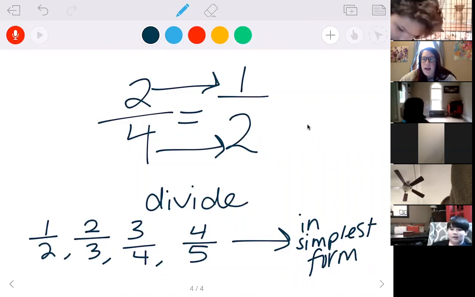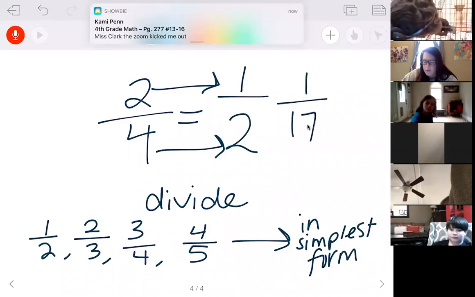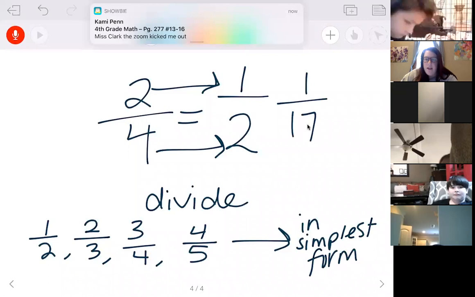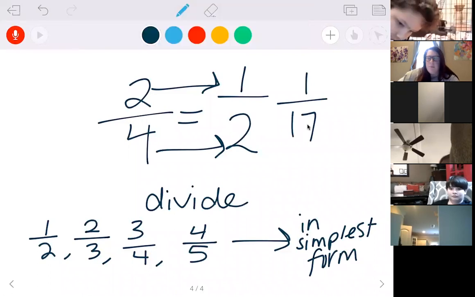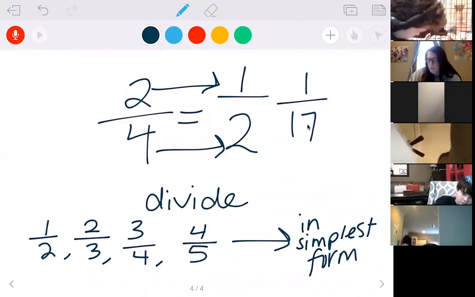We talked about, well, maybe not, maybe we did though, prime and composite numbers. If I have a number like 1/17, then, hold on, let me get Cami back on. Then that's already in simplest form. If you have a 1 on top, it's already in simplest form. Give me a second to get Cami back on, and then I'm going to erase this and write that down for you.